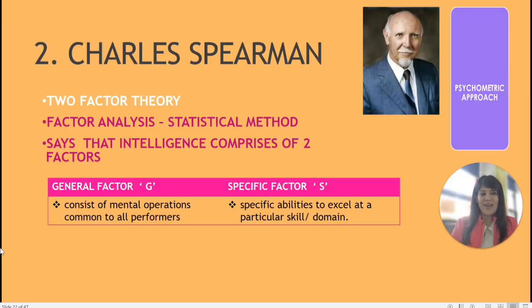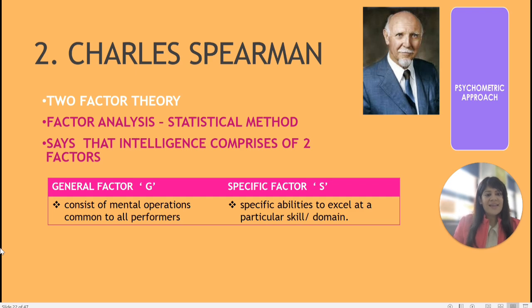It's time to look at the second theory, which is given by Charles Spearman. I've put a little picture on the side for you to look at how he looks. Charles Spearman was another interesting intelligence theorist. He was a psychometric theorist. There is a little placard on the side which mentions the theory. If you can see on the right in purple, this is a psychometric theory given by Charles Spearman, and it talks about a two-factor theory.